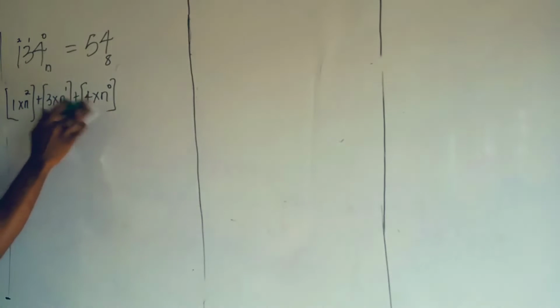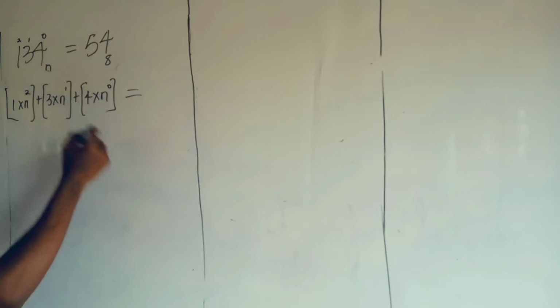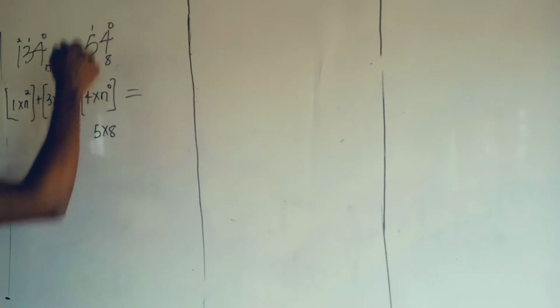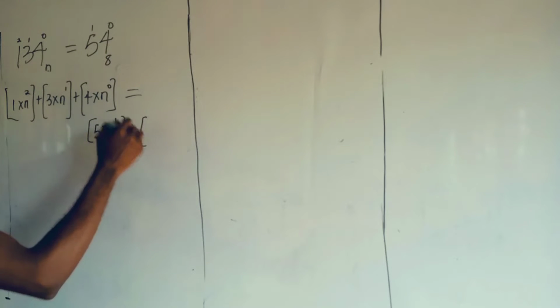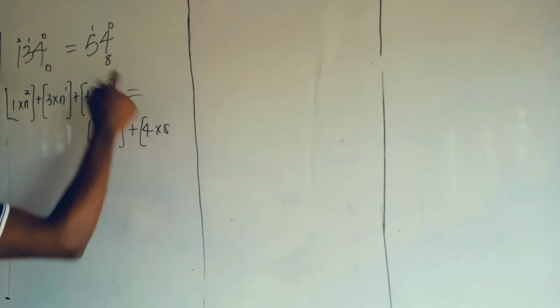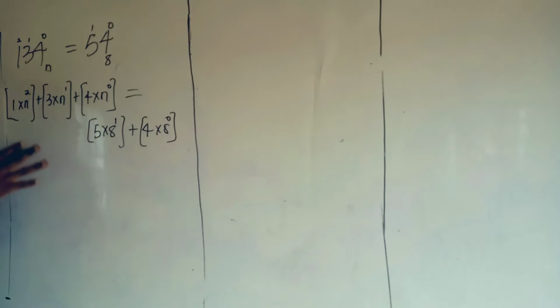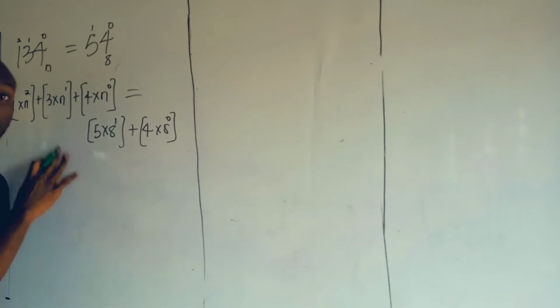Okay, so I have 1, 3, 4. That is what it is. Then equal to, I'm going to convert this to base 10. So I have 5 times 8 to the first power plus 4 times 8 to the 0 power. Now, these all are in base 10, so we'll go ahead and simplify and find our value of n.